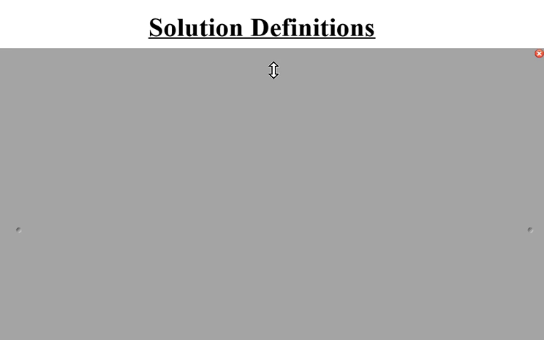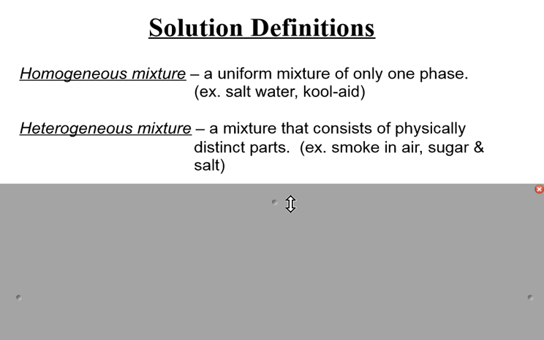So the first couple of definitions here, you've probably seen before: homogeneous and heterogeneous. A homogeneous mixture is a uniform mixture of only one phase. Uniform is the key thing there. Basically, you can only see one phase. So if I look at salt water or Kool-Aid, I can't see all the different particles that make up those mixtures. It kind of all looks like one.